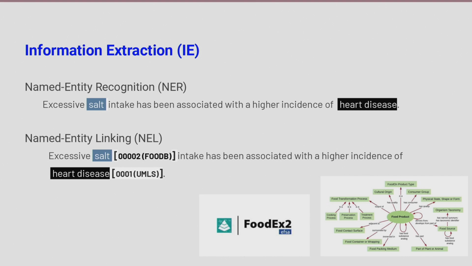When we think about information extraction, we have named entity recognition, which means we have this text and we would like an automatic way to find the food concepts and, for example, the biomedical concepts. Here we have: excessive salt intake has been associated with a higher incidence of heart disease. So we want heart disease and also salt to be automatically discovered and recognized.